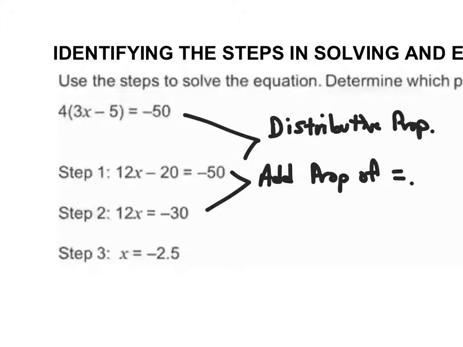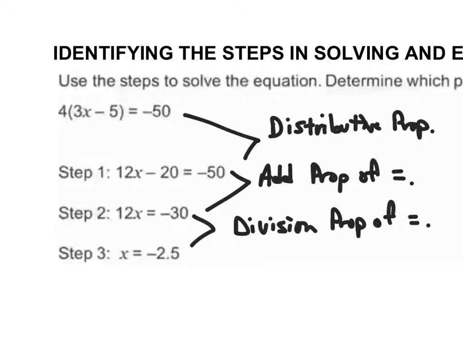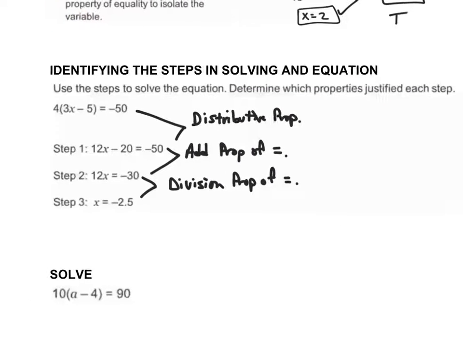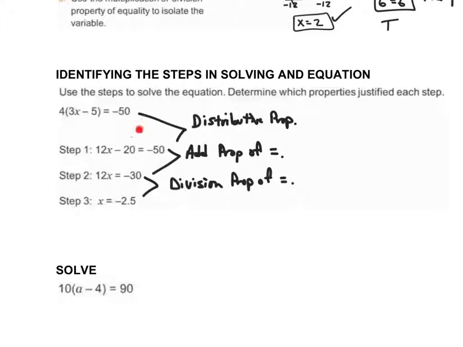And then from this step to this step, what I did was I divided both sides by 12. And so this is the division property of equality. And that's what we would do on that. So, as much as I like to just do the math problems, it's important for us to be able to go through each step and identify what they did.